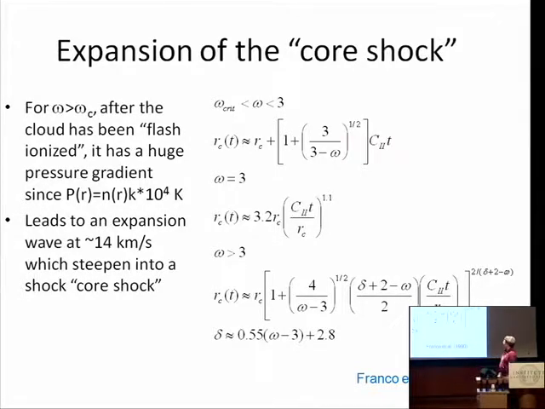Last slide on expectations, expansion of the core shock. If you think about it, you flash ionize this halo, you've brought it all up to 10^4 Kelvin, you've got this density gradient. That density gradient times 10^4 Kelvin times k is a pressure gradient, and that pressure gradient leads to an expansion wave. The whole cloud expands at about 14 kilometers a second, and that expansion steepens into a shock wave called the core shock, and you can actually derive the equation of motion for that core shock, given by this formula here.